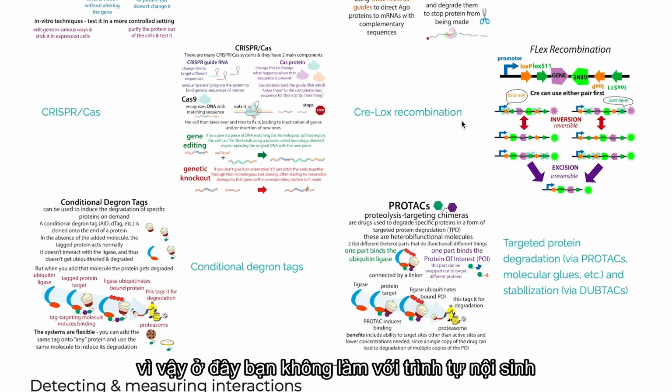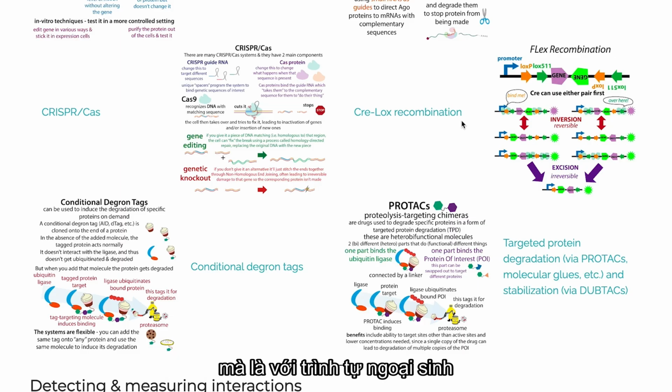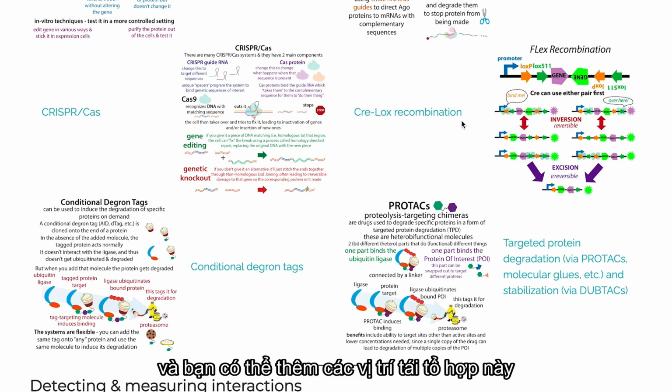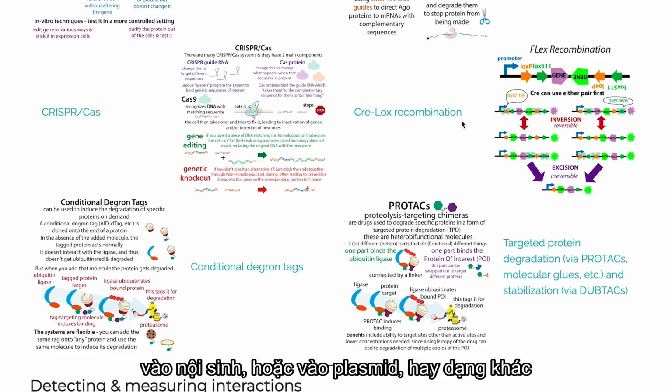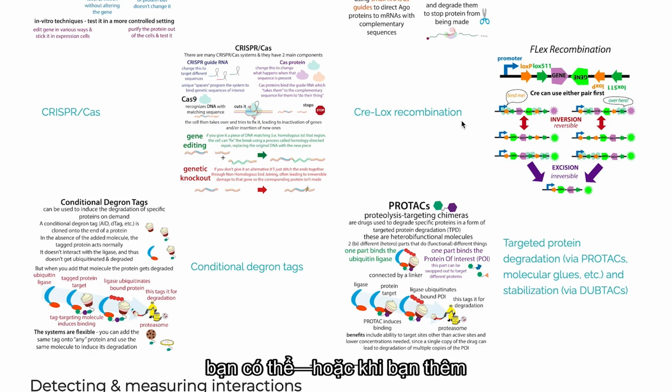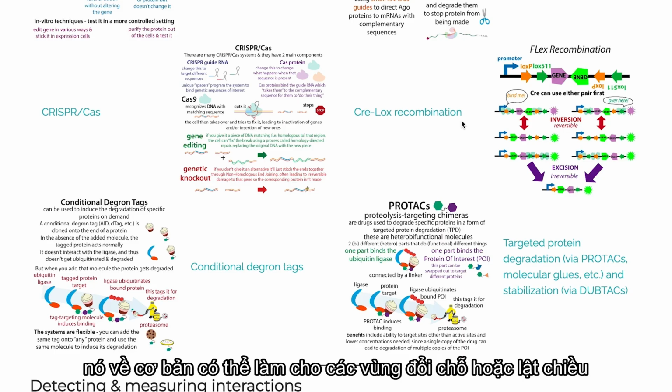And so here you're not dealing with the endogenous sequence, but you're dealing with an exogenous sequence, something that you added. But what you can do is add these recombination sites on either side of a gene of interest, say. You can add these recombination sites either endogenously or in the plasmid or some other form. And then when you add a certain chemical, or when you add a recombination protein, it can basically get regions to swap, or it can get regions to flip.